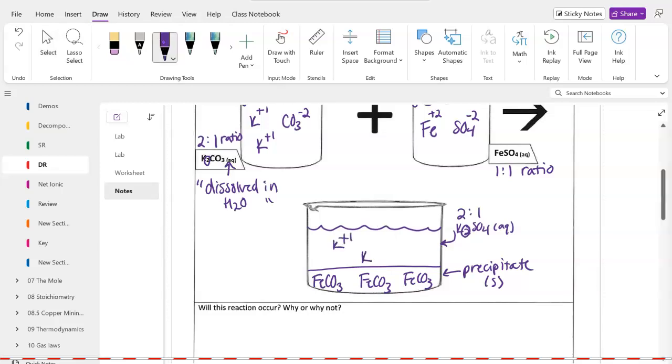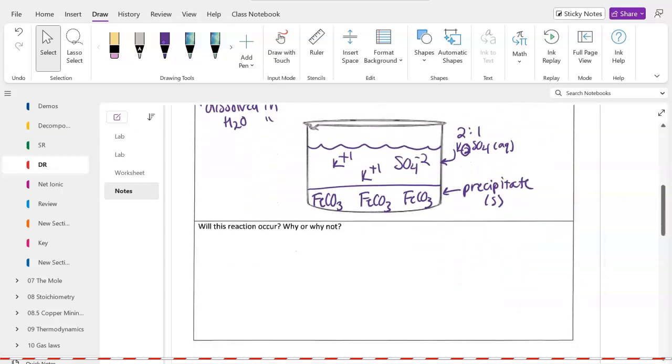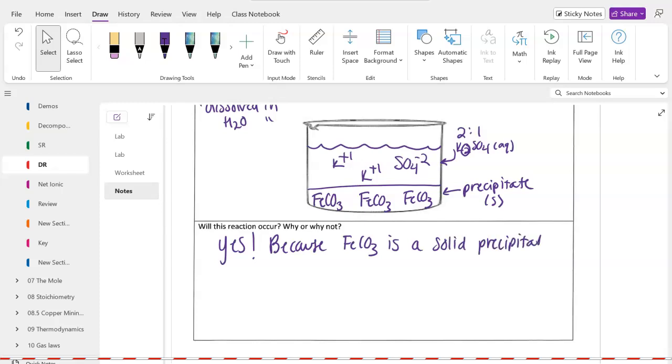So K plus 1, and then 1 sulfate minus 2. So that's what it's going to look like. Our aqueous solutions break apart because they're dissolved in water, and our precipitates stay together because they are solid. So will this reaction occur? Why or why not? It will occur, yes, because FeCO3, I'm being very specific here, is a solid precipitate.